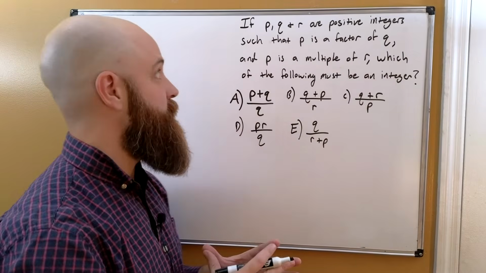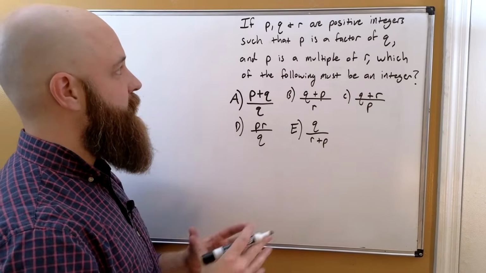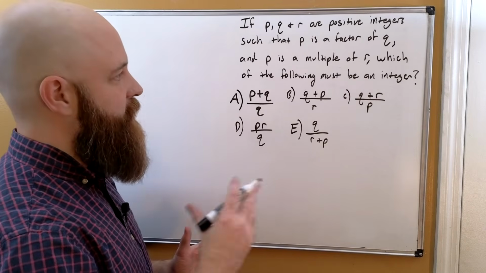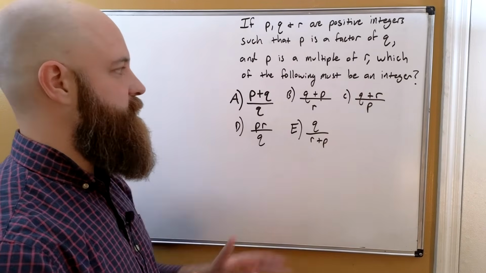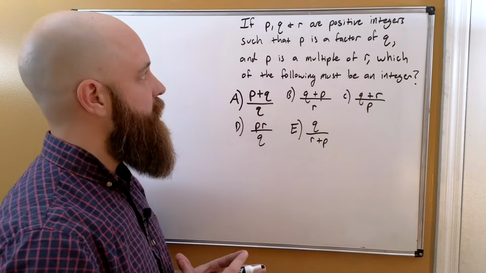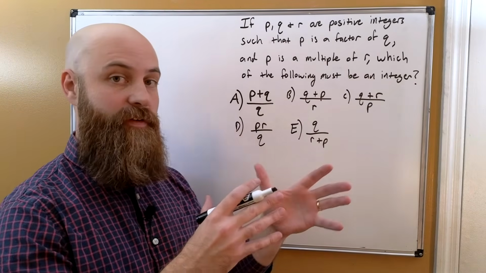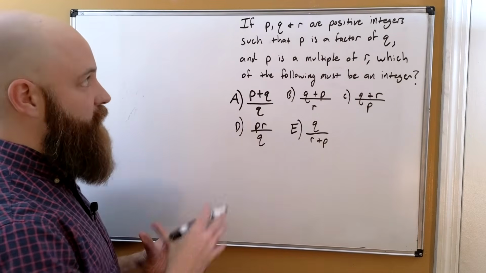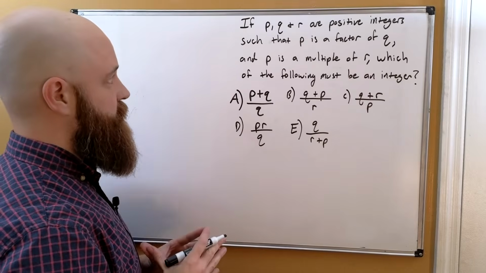All right, let's take a look at this one. If p, q, and r are positive integers such that p is a factor of q and p is a multiple of r, which of the following must be an integer? And I'm given some expressions with p, q, and r. Okay, so let's see if I can translate some of this verbiage into some useful algebra to try to evaluate this question. So p, q, and r are positive integers, good to know.